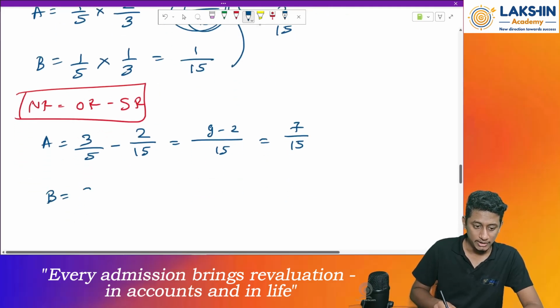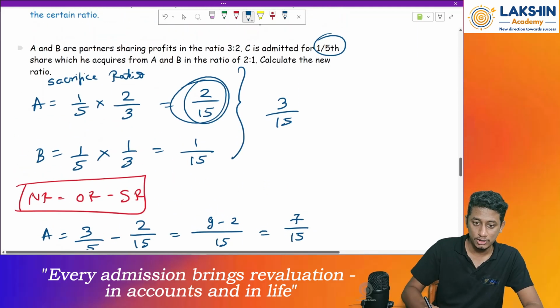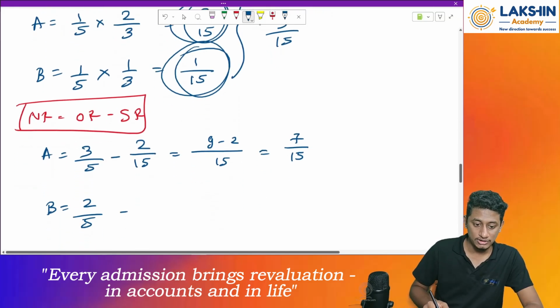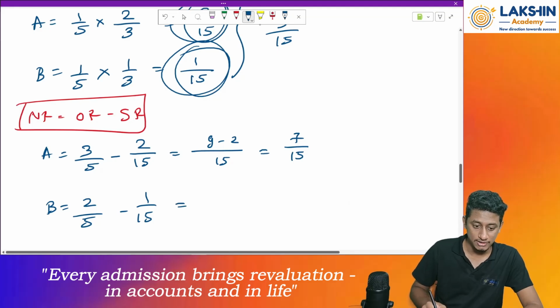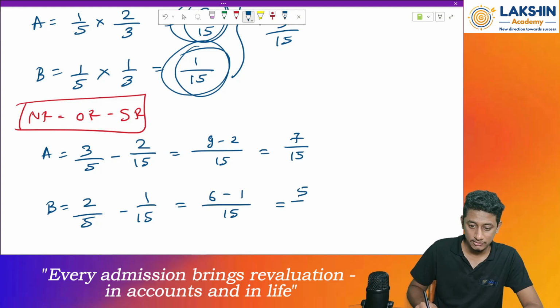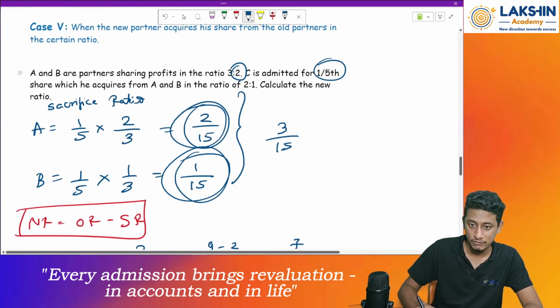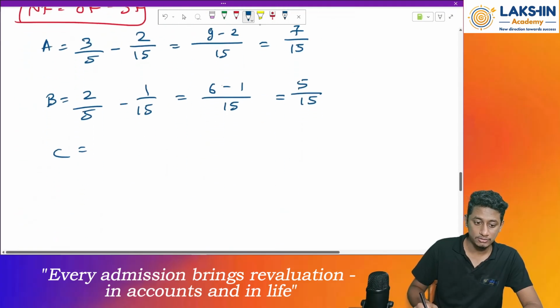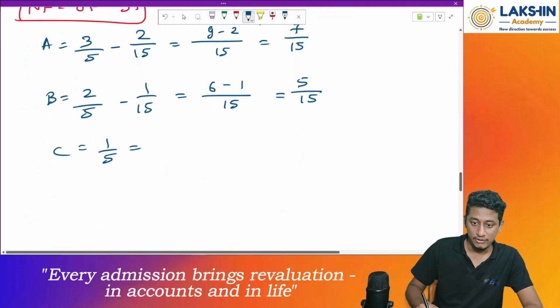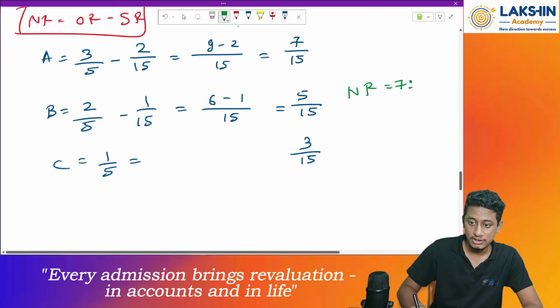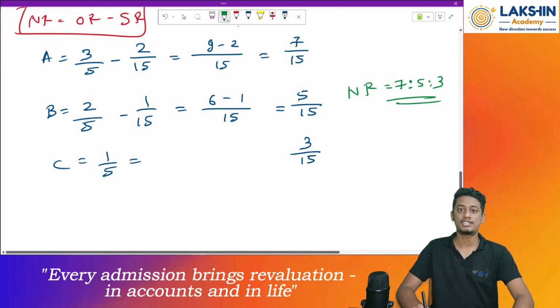Then for B, the old ratio was 2 by 5, minus the sacrifice ratio 1 by 15. Equating it, 2 by 5 is 6 by 15, so 6 minus 1 is 5 by 15. And for C, it was 1 by 15, I guess. Yes, 1 by 5, so if I have to equate it, that will be 3 by 15. So what is the new ratio? The new ratio is 7:5:3. This is how you find out the ratios.